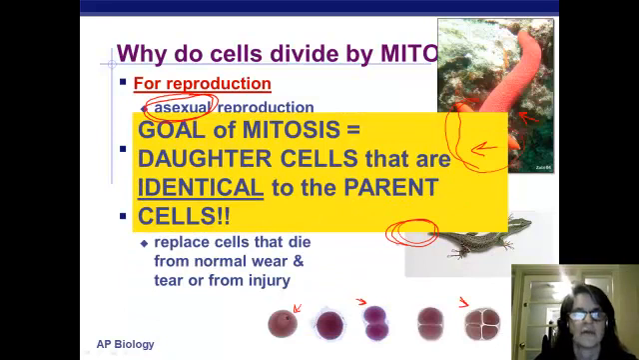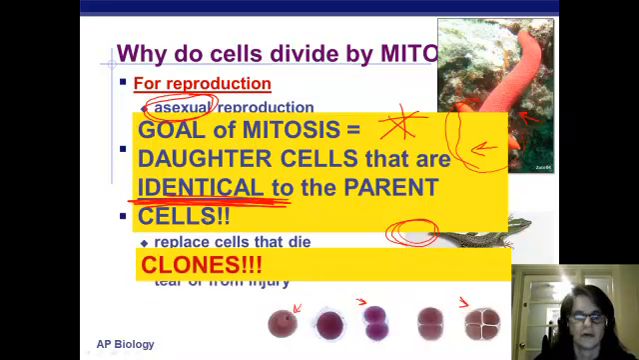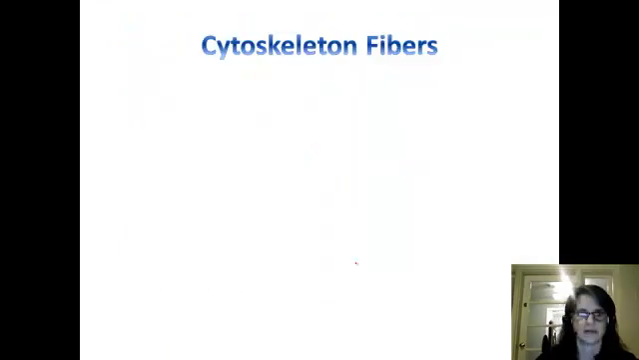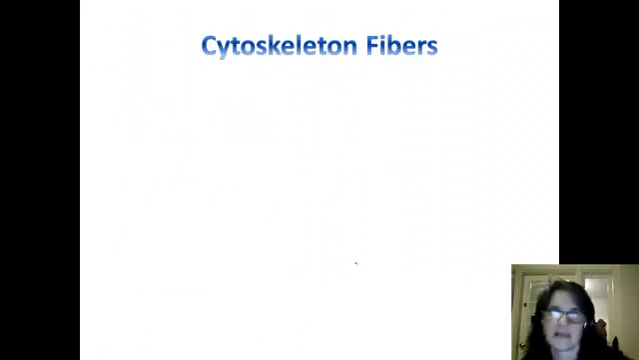Okay? So the main thing to remember here, really important, is our goal is identical cells to the parent. We want clones. We want clones. We want no differences. We want true, reliable copying of cells in the case of mitosis.